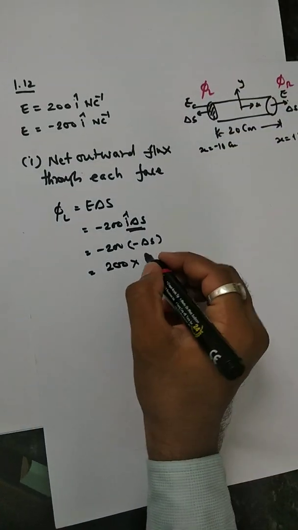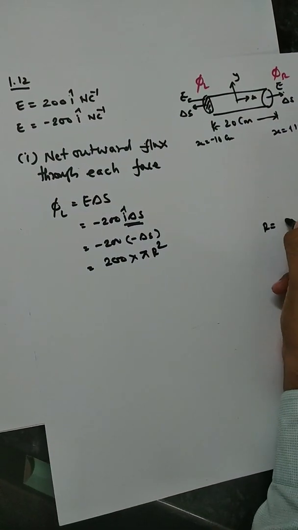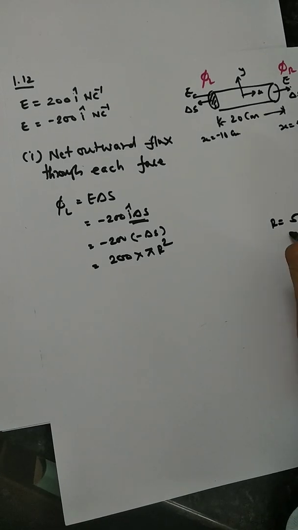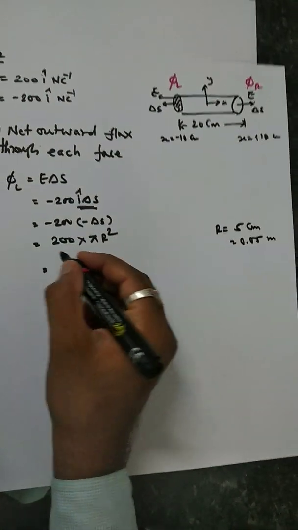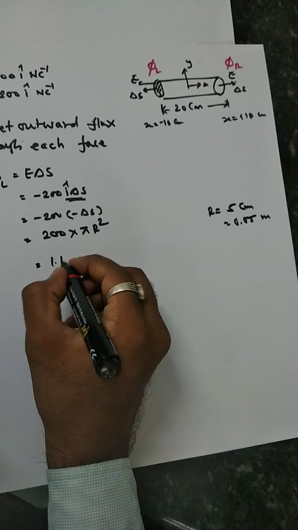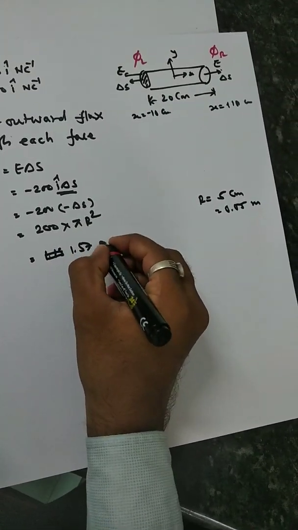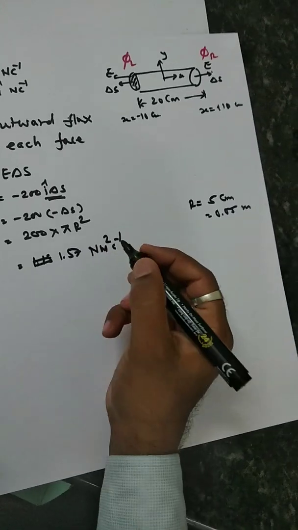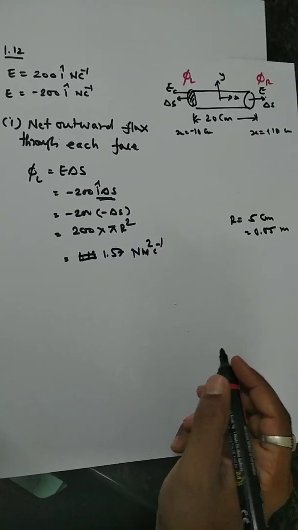For this circular section it will be pi r square, and the radius of that circular section is 5 centimeters, which means it will be 0.05 meter. If we put this value, we will have the value 1.57 Newton meter square Coulomb inverse. So that will be the value of the electric flux on the left hand side.